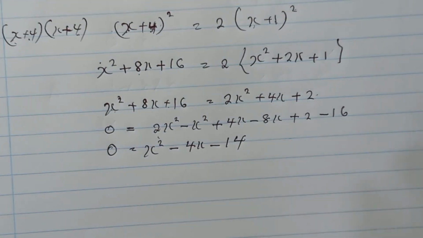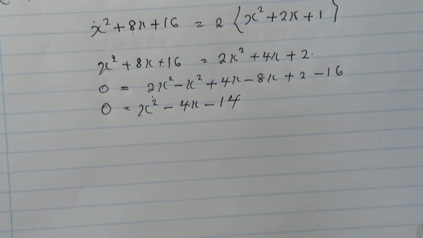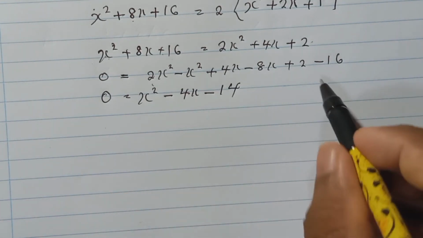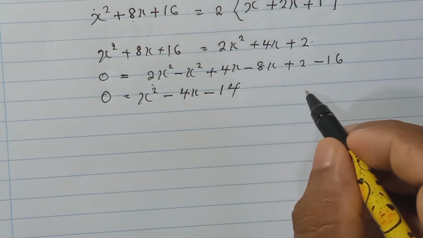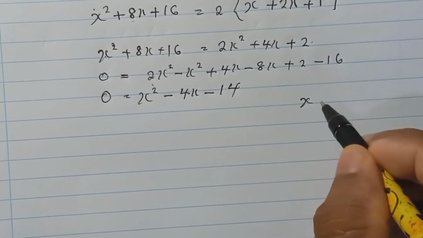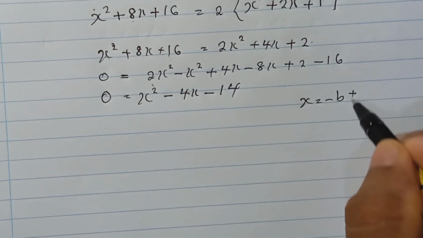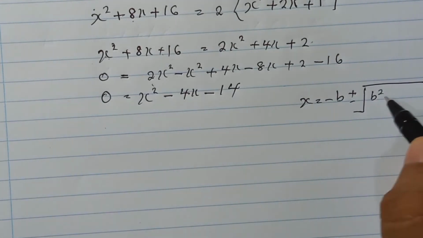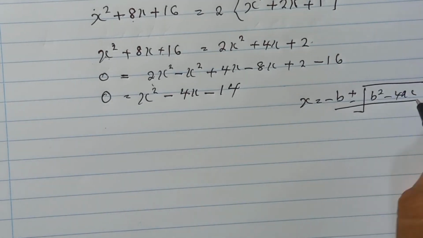Okay, like I told you, now here we got a quadratic equation. Now you need to solve this quadratic equation and find the value of x. Okay, let's do that. I will use the quadratic formula, right? Okay, I will write it here: x equals minus b plus or minus square root of b square minus 4ac over 2a.